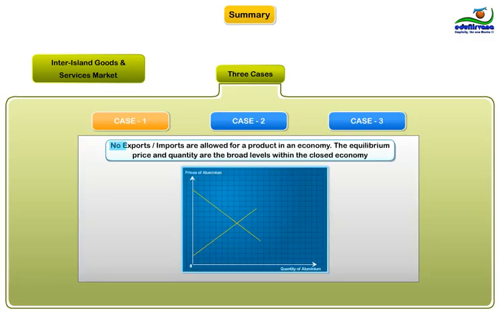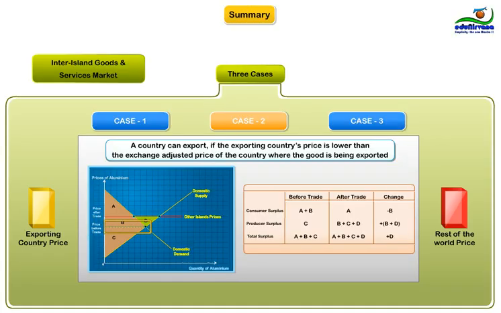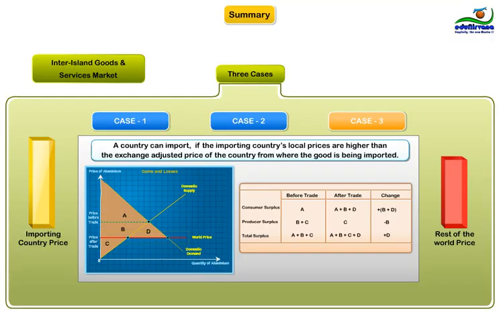Case 1. No exports or imports are allowed for a product in an economy. The equilibrium price and quantity are set at the broad levels within the closed economy. Case 2. A country can export if the exporting country's price is lower than the exchange-adjusted price of the country where the good is being exported. Case 3. A country can import if the importing country's local prices are higher than the exchange-adjusted price of the country from where the goods are being imported.